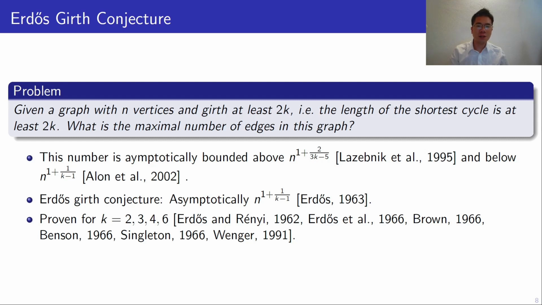This number is asymptotically bounded above by n to the 1 plus 2 over 3k minus 5, and below by n to the 1 plus 1 over k minus 1. The Erdős conjecture precisely says that the lower bound is tight, so that this number is asymptotically n to the 1 plus 1 over k minus 1. This conjecture is proven for k equals 2, 3, 4, and 6, and therefore, in these cases, our analysis yields a tight asymptotic bound of the k-th root of n.